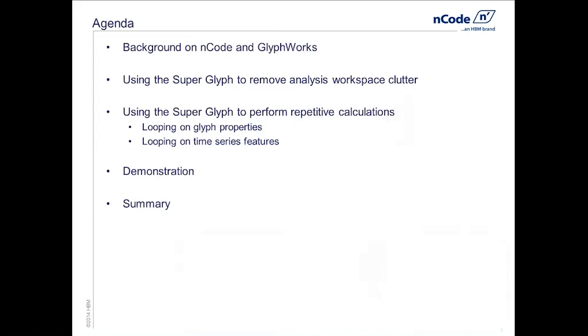So this is our agenda for the next 30 minutes or so that we have together. I will start by giving a brief background on nCode GlyphWorks, which I assume this audience is relatively familiar with, or at the very least has a decent working knowledge of. Then I will introduce you to a function inside GlyphWorks called the SuperGlyph, which allows us to consolidate multiple glyphs together to help remove workspace clutter. It also provides the foundation for performing repetitive calculations in GlyphWorks. Specifically, today I'm going to talk about how to do this by first looping on glyph properties, and then by looping on multi-column time series features. I will finish off each section with a short live demo so that you can see it in action.